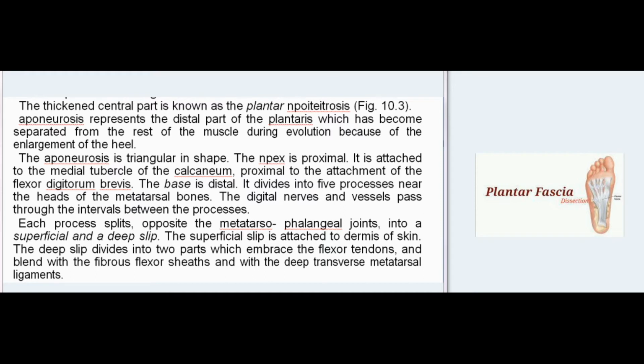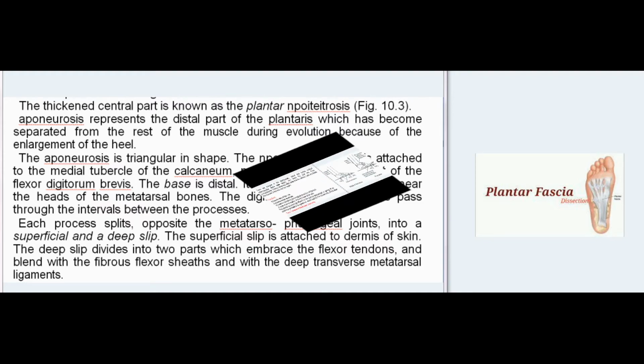The digital nerves and vessels pass through the intervals between the processes. Each process splits, opposite the metatarsophalangeal joints, into a superficial and a deep slip. The superficial slip is attached to dermis of skin. The deep slip divides into two parts which embrace the flexor tendons, and blend with the fibrous flexor sheaths and with the deep transverse metatarsal ligaments.